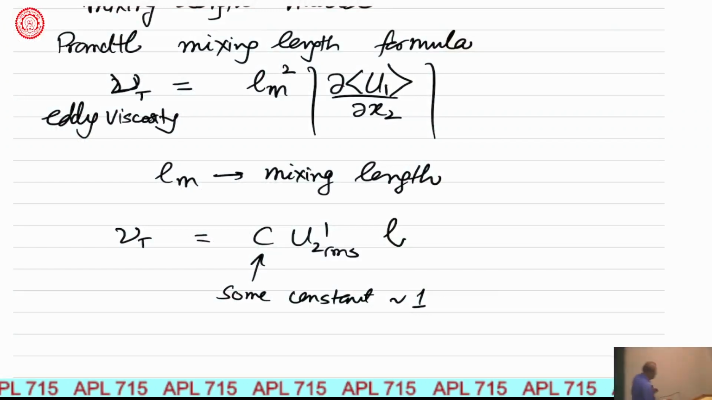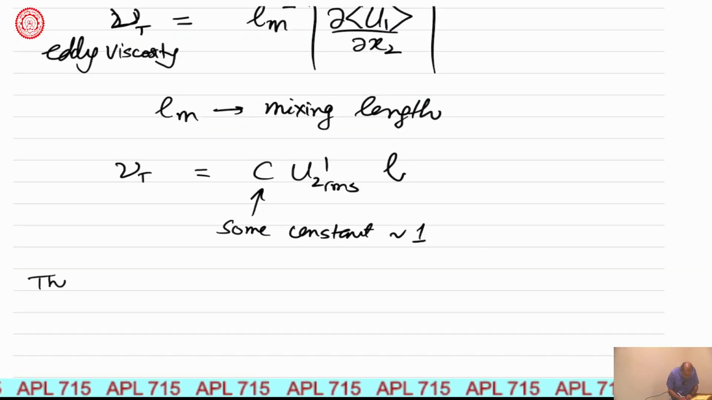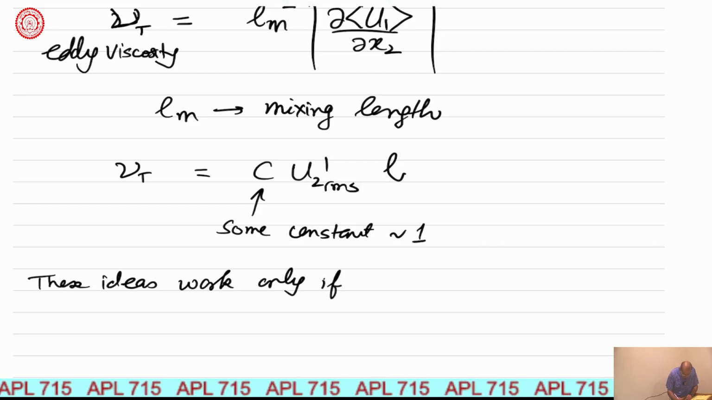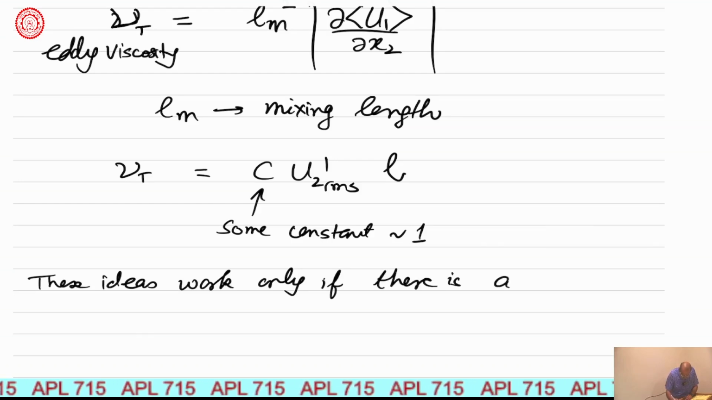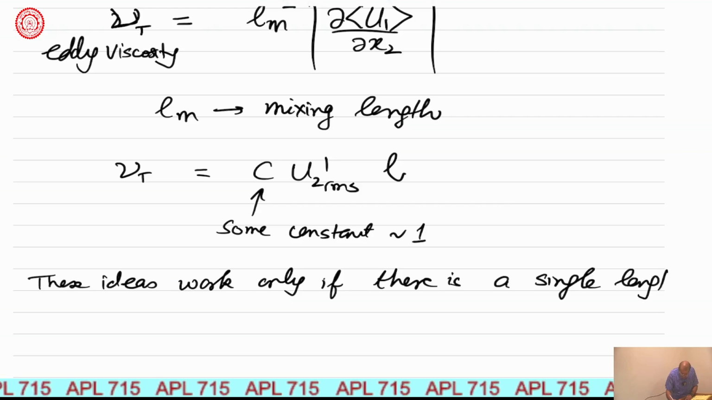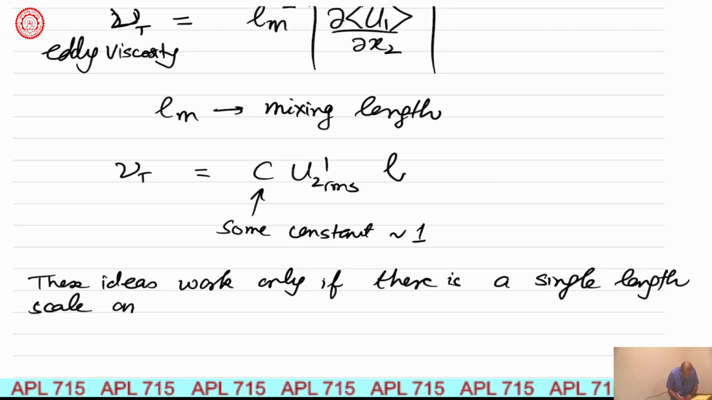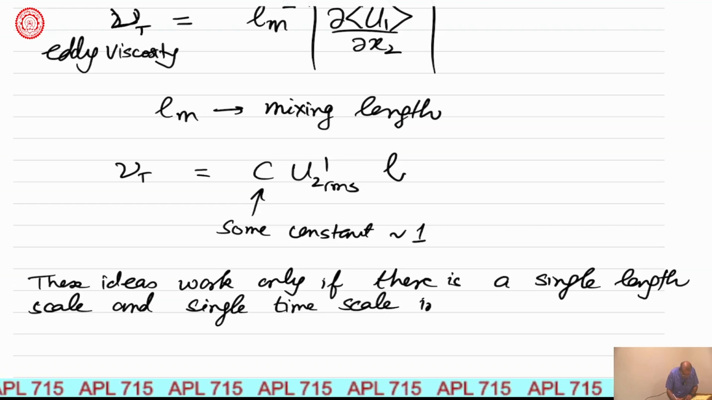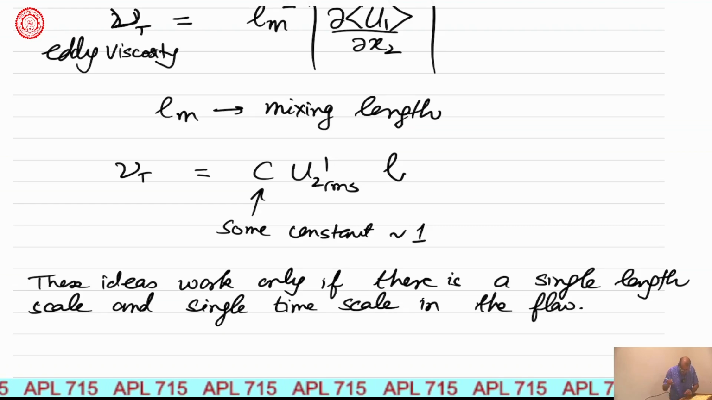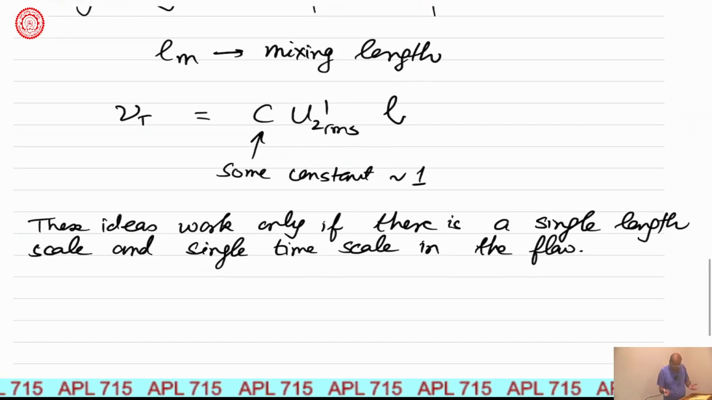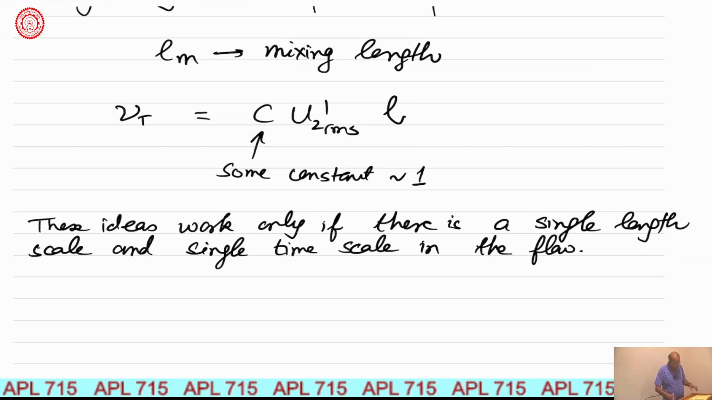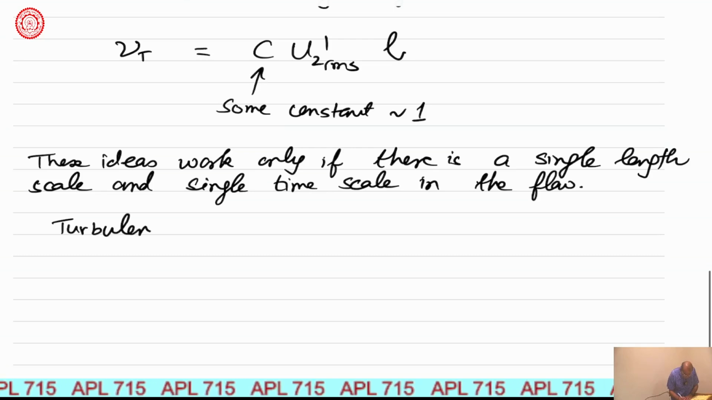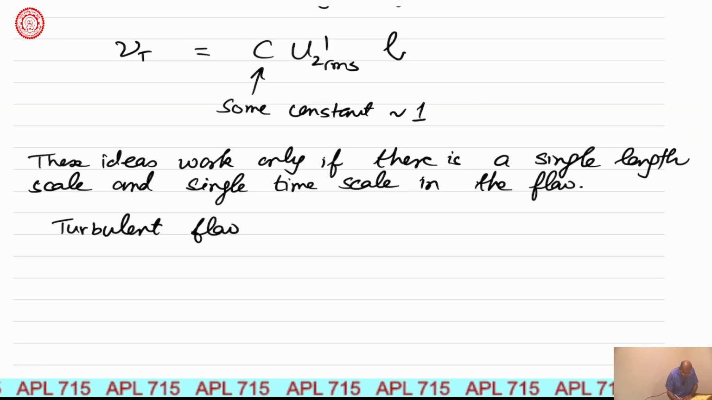Okay, so these ideas work only if there is a single length scale and single time scale in the flow. Otherwise, it's a hopeless exercise. So now, let's try to take an example. And this is of turbulent flow near a wall.